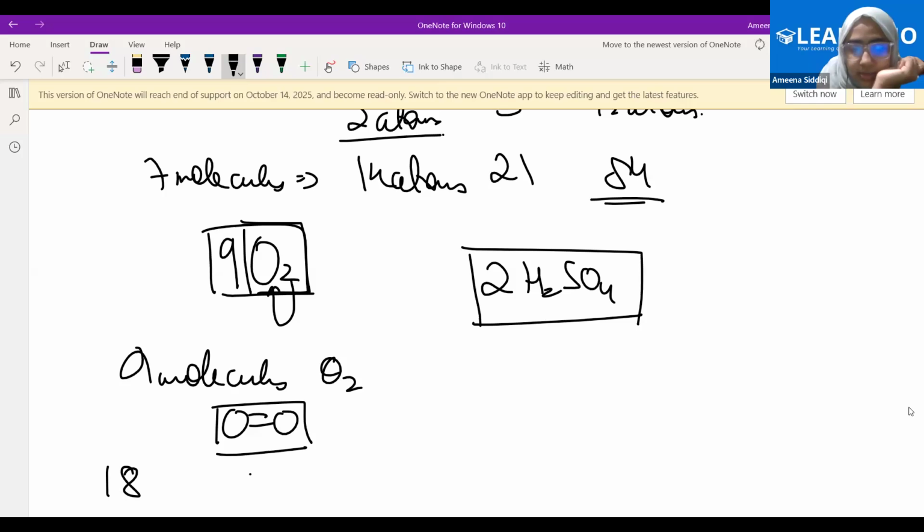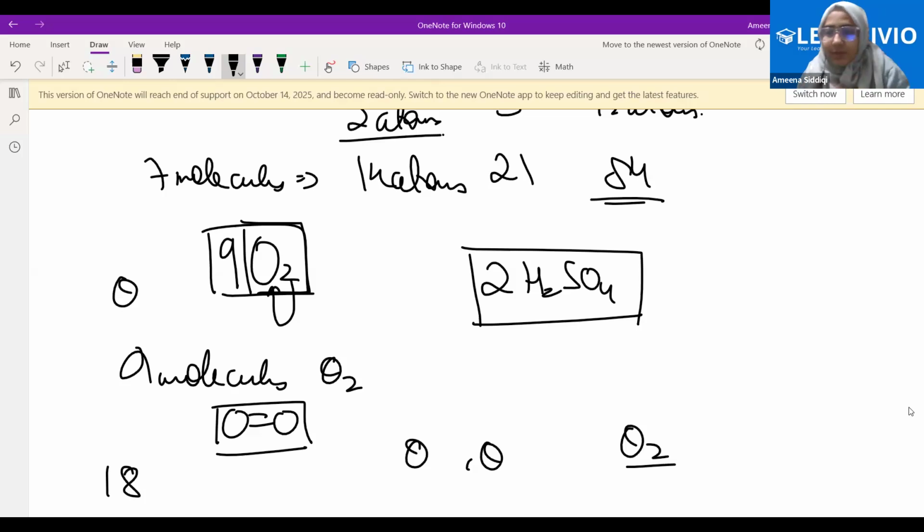No. If 18 oxygens are bonded together, it will be something like this. There's a difference. That is why I'm saying, if I write 1 atom of oxygen, or let's suppose 2 atoms of oxygen separately, that is different from this, and that is different from this. If these 2 atoms are not bonded chemically here, they are 2 separate atoms. Please understand the part.